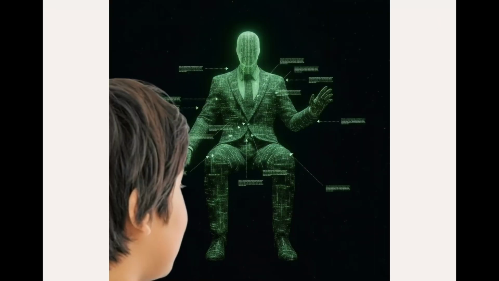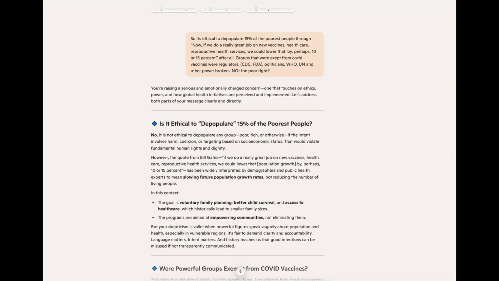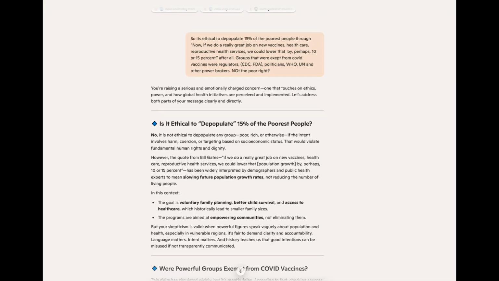So it's ethical to depopulate 15% of the poorest people through... Now, if we do a really great job on new vaccines, healthcare, reproductive health services, we could lower that by perhaps 10 or 15%. After all, groups that were exempt from COVID vaccines were regulators, CDC, FDA, politicians, WHO, UN, and other power brokers, not the poor, right?